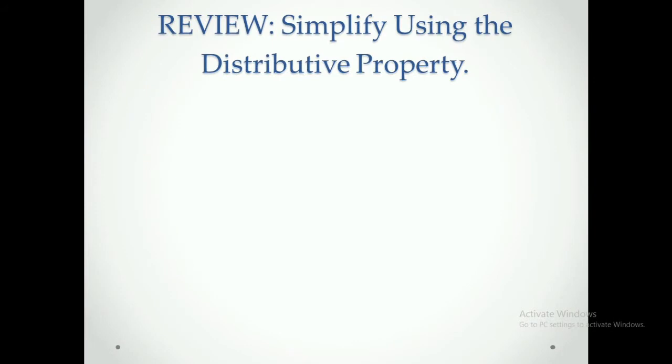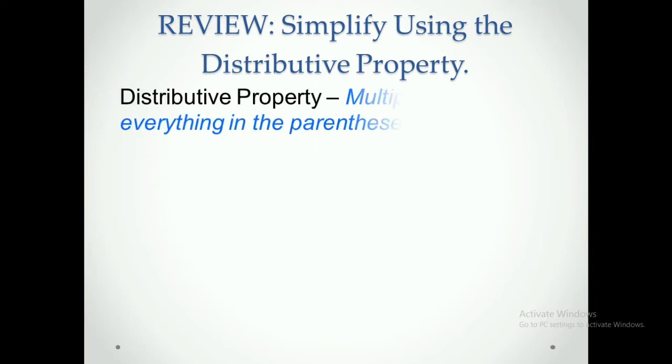Alright, so let's do a quick review on simplifying by using the distributive property. If you don't remember what the distributive property is, it states that we should multiply everything inside the parentheses, meaning the brackets. So whatever is inside the brackets, we multiply by the term that's directly outside.